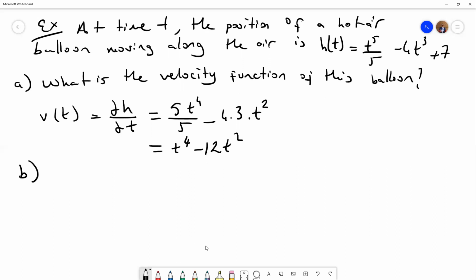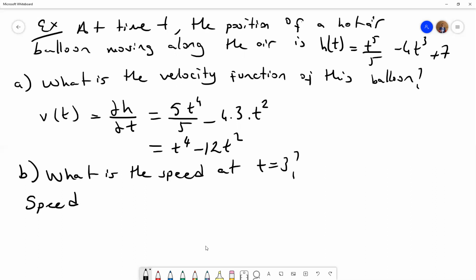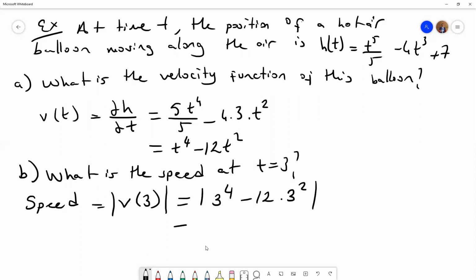Next question is, what is the speed? You know speed, by the way, it is at t is equal to 3. The speed is the absolute value of velocity function. So you have to write like that. Speed is equal to velocity function at 3, but it is in absolute value. So it is 3 to the power 4 minus 12 multiplied by 3 squared. So it is 81 minus 108, and this is minus 27. This is an absolute value, and so it is 27.